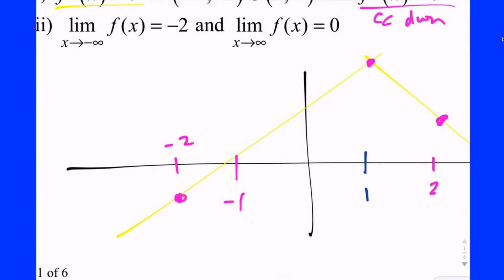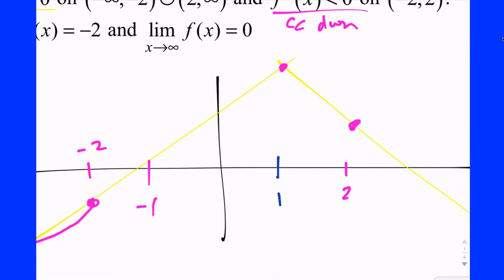It's supposed to be concave up to the left of negative 2. So I got to draw it as an increasing concave up. Now I know it's concave down between negative 2 and 2, and my yellow lines tell me if I'm increasing or decreasing. So I must be, from negative 2 to 1, increasing concave down like a frown. And then from 1 to 2, I'm still concave down, but now decreasing.